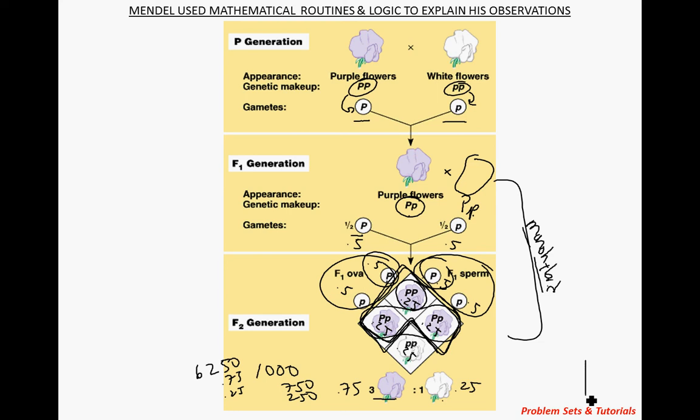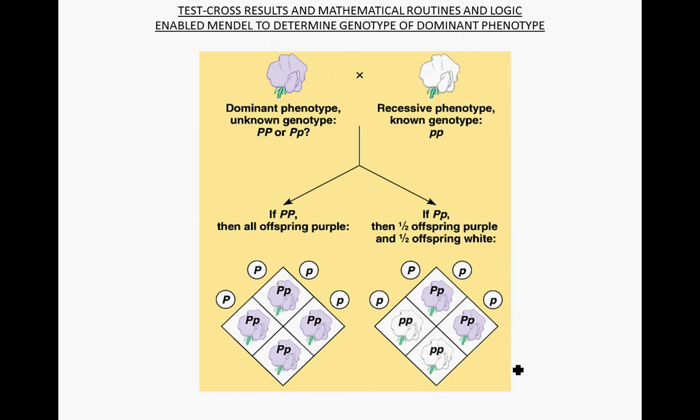I would recommend clicking on this here and working those problem sets, those tutorials, to see if you understand that. The test cross. The test cross is a way to determine the genotype of the dominant phenotype. Remember that the dominant phenotype was purple, right? But the genotypes for purple would be big P, big P, but also big P, little p, right? So how do you know if the purple parent was homozygous or if the purple parent was heterozygous?